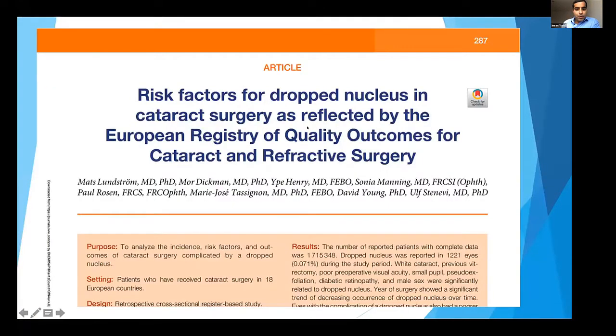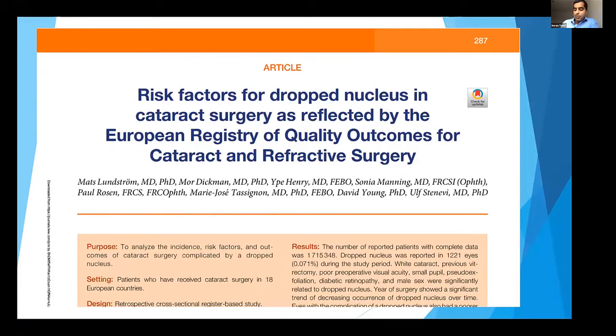So just to summarize the paper really. This was a paper looking at the risk factors for dropped nucleus from the EuroQuo registry, which is a European-wide registry whereby any individual clinic or surgeon can upload data relating to cataract and refractive procedures, looking at the preoperative factors, intraoperative factors, and postoperative outcomes. And it feeds back that result so that the individual clinic can look at their data and how they're doing over time. So it's quite useful, not just for research purposes, but also for individual clinics to audit their results.